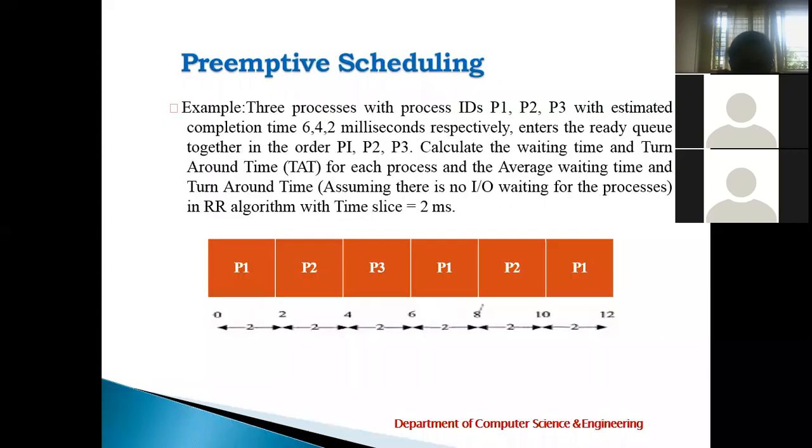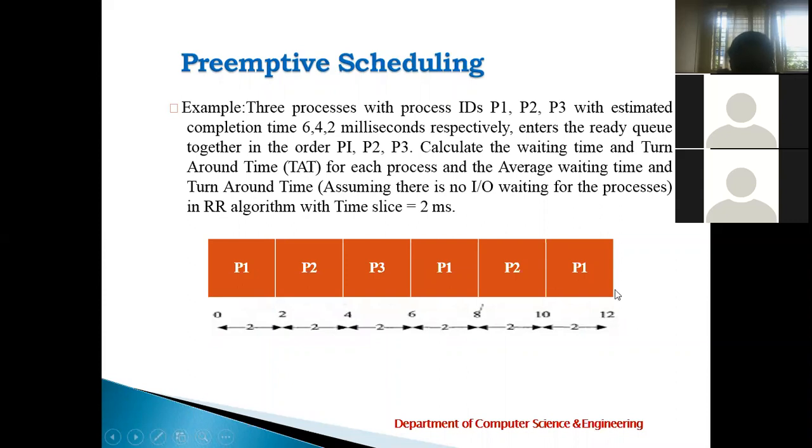I will tell you how to calculate, see. First you draw this. Okay. Each, you try to divide into 2 millisecond. Right. So what is P1's execution time? It is 6. So the first chance of 2 millisecond comes here. After P3's completion, again 2 millisecond is given. After P2, again it is given a chance. So like that, go on putting the time slots like this.